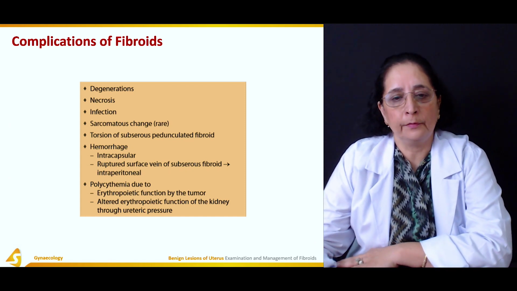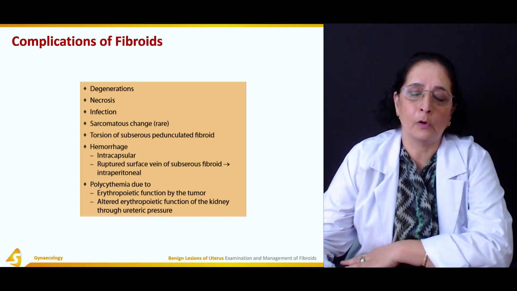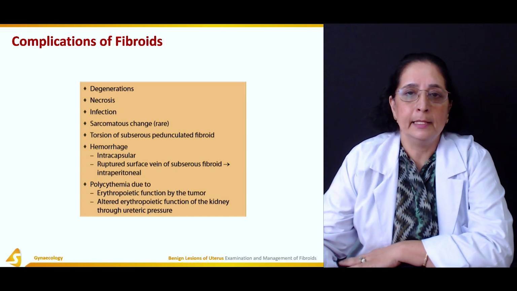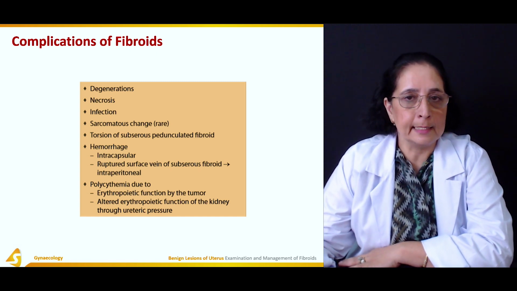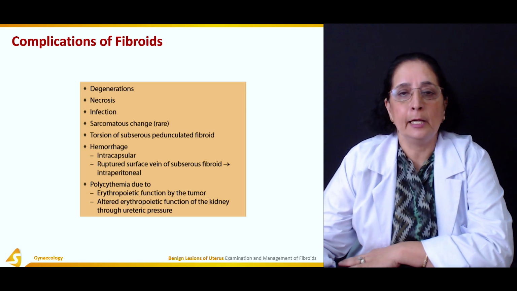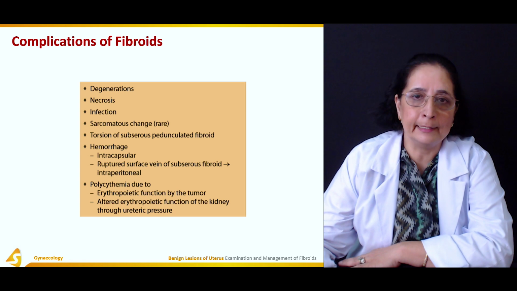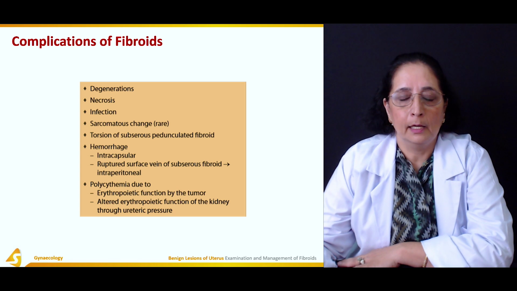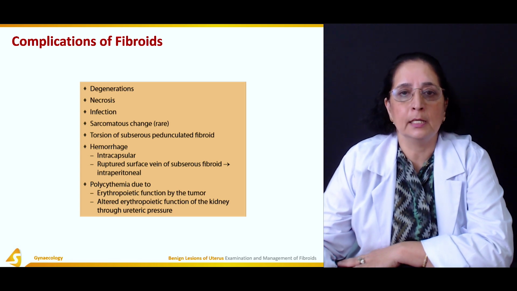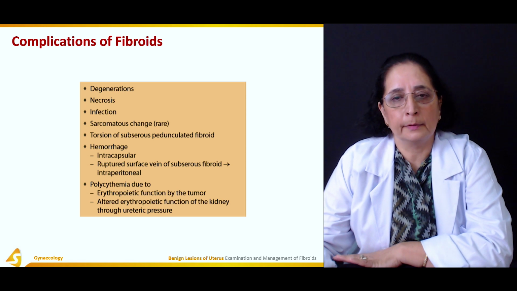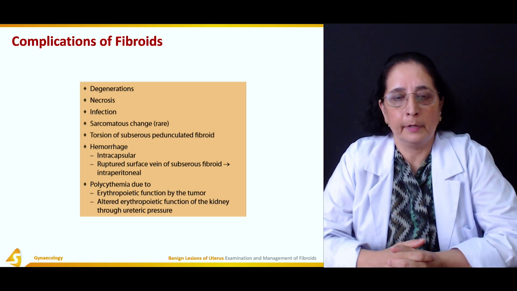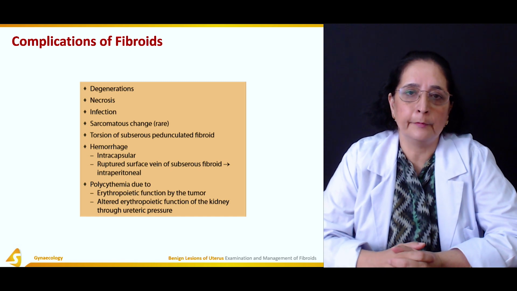The complications of the fibroids, as we mentioned before, also include degeneration, which can take place in the fibroids. These degenerations can be calcific degeneration, hyaline degeneration, fatty degeneration, or red degeneration, which is very common in fibroids which are present in pregnancy. So red degeneration is common in fibroids which are formed during the pregnancy.